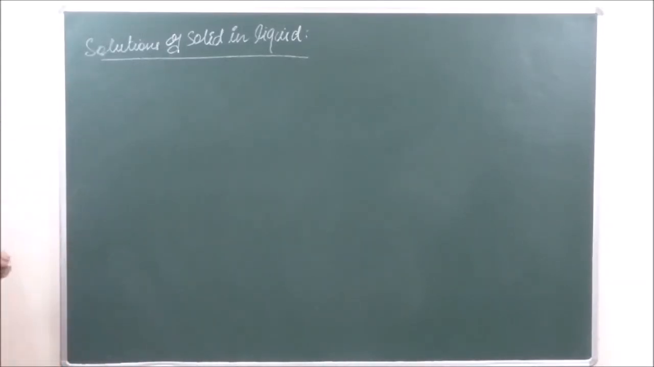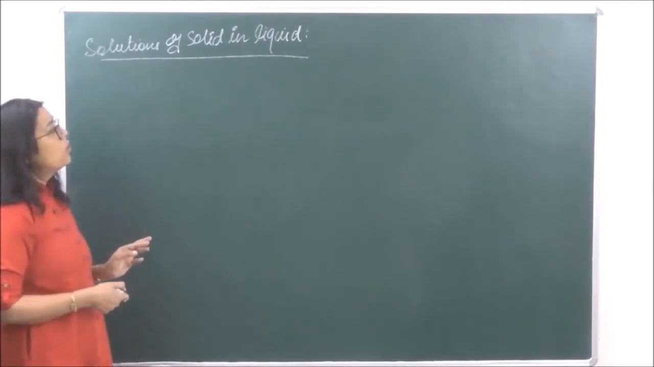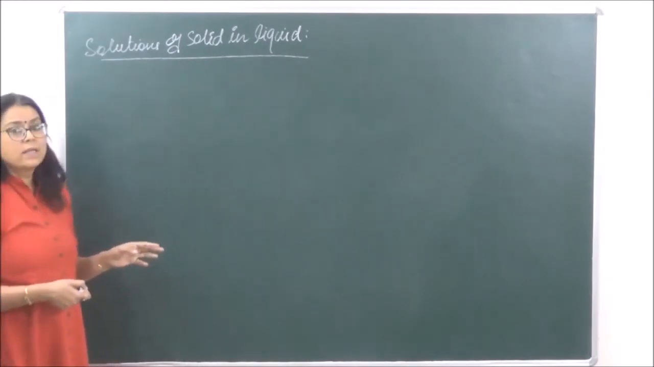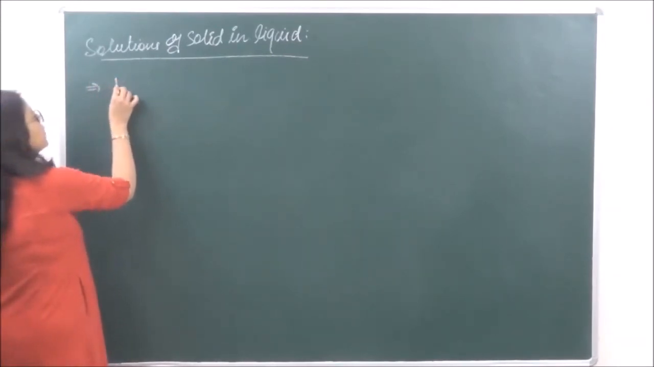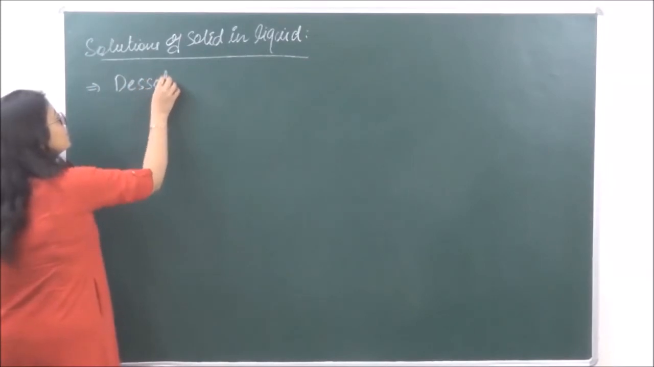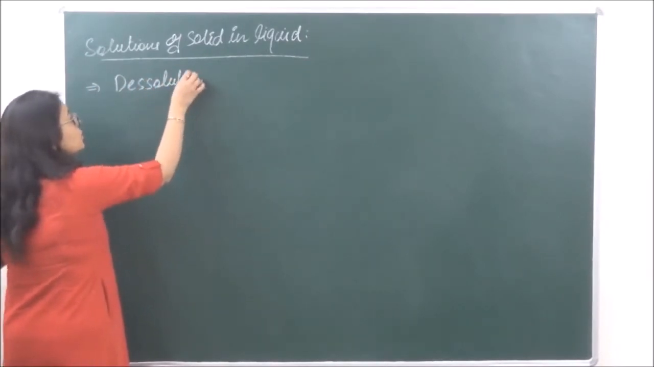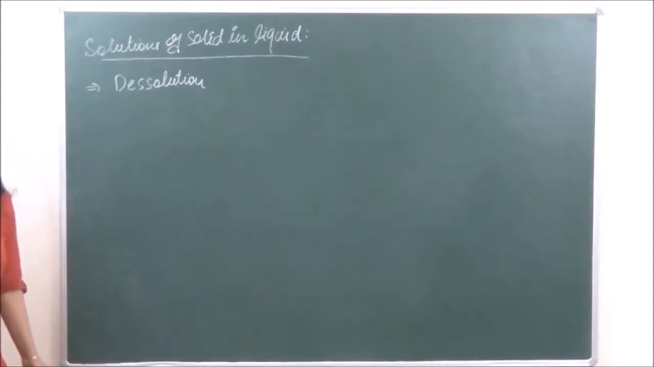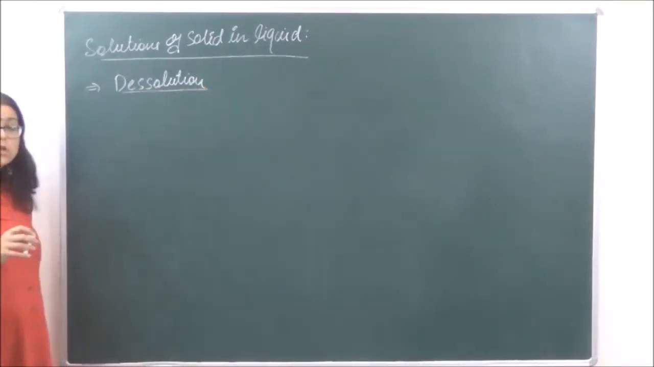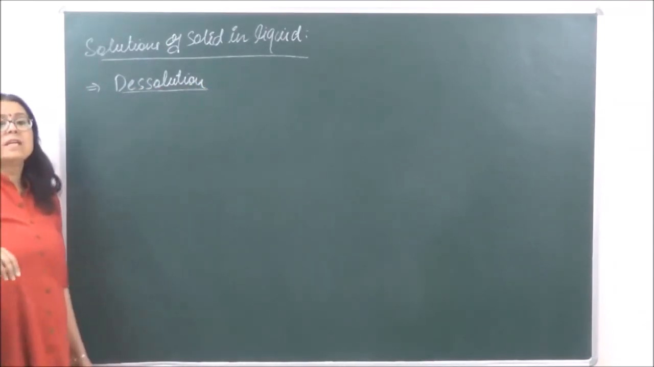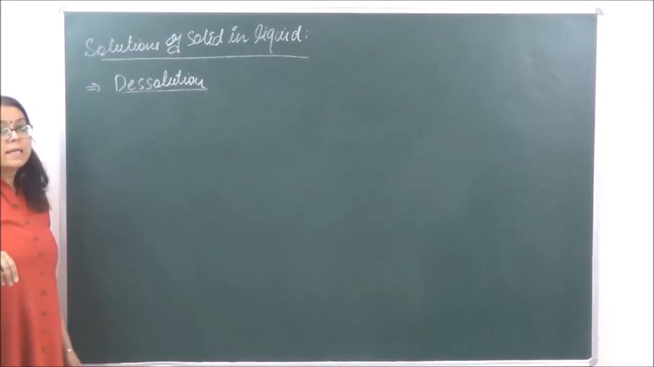Now, when we are talking of the dissolution of a solid in a liquid, we say that there are two processes taking place. The first one is known as dissolution. Dissolution is when particles of a solute leave the solid and dissolve in the solvent. The particles of the solute leave the solid and start dissolving in the solvent. That is known as dissolution.